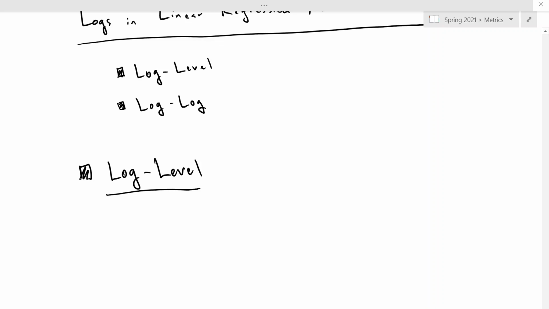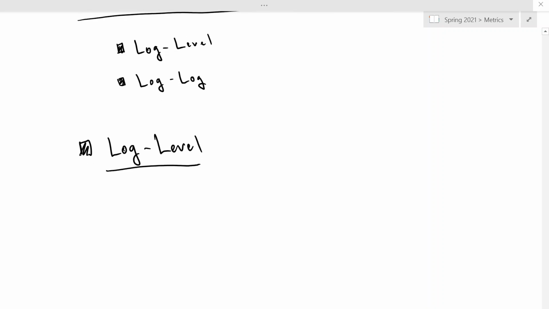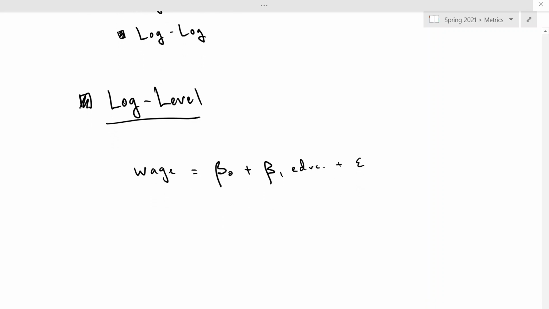Ultimately, the reason we might use a log-level model is similar to the reason we may use a quadratic model. We're trying to think very carefully about how the relationship we're modeling works in the real world. So now, instead of looking at wages based on experience, let's look at wages based on education. Wage is equal to beta 0 plus beta 1 times years of education plus our error term. That's the model we're estimating.